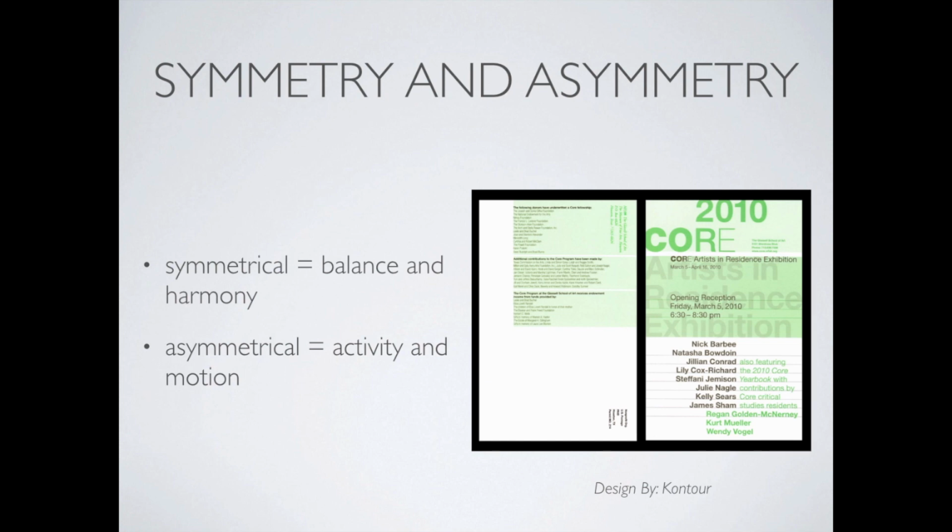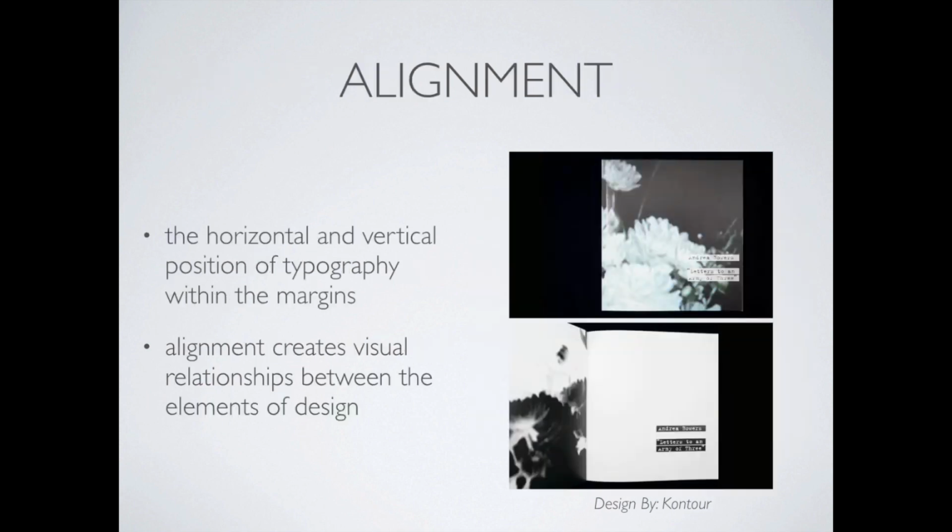Symmetry and asymmetry. Do we want balance and harmony? Do we want something that's symmetrical, page to page? Do we want something that's asymmetrical, that has a lot of motion in it? And we'll talk a lot about these concepts next class during the layout portion of the class. Alignment. So this is the horizontal and vertical position of the typography within the margins. And so in this scenario, the alignment is what's creating how we're reading the document. It's creating relationships between this paragraph and that paragraph, this paragraph and that photograph. So this alignment is important.